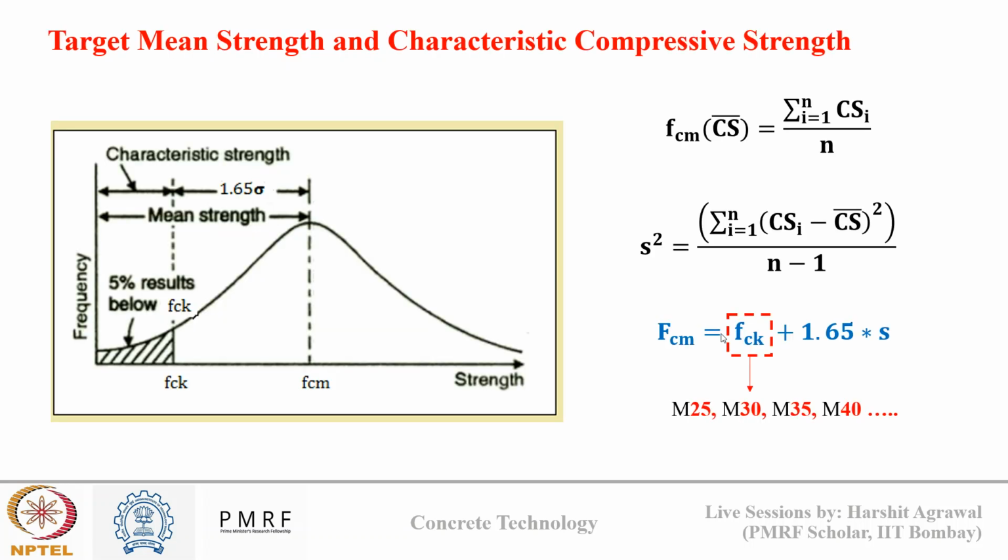Now, in all forms of mixture design, one parameter which holds center stage in proportioning is the characteristic compressive strength and target mean strength.